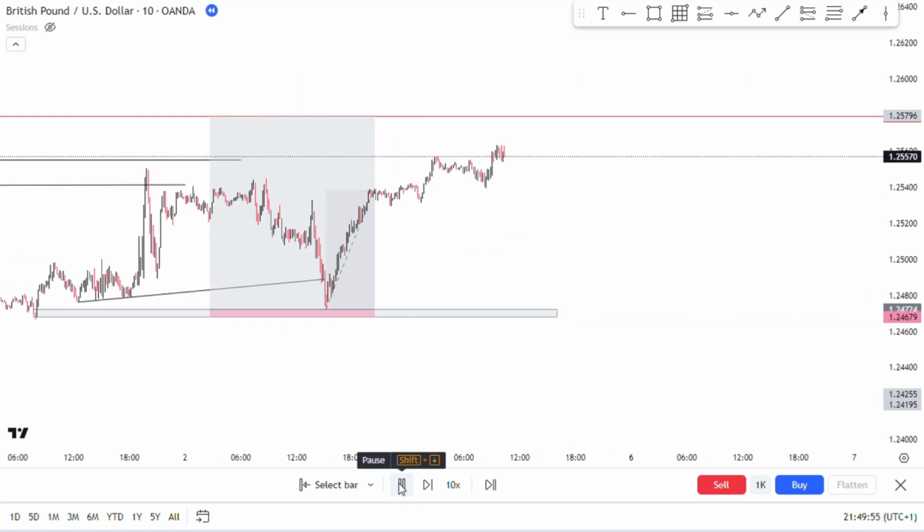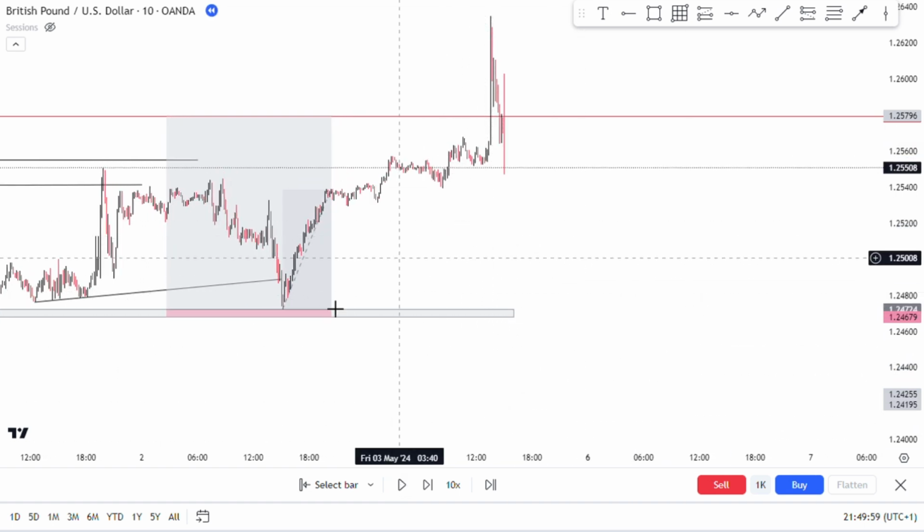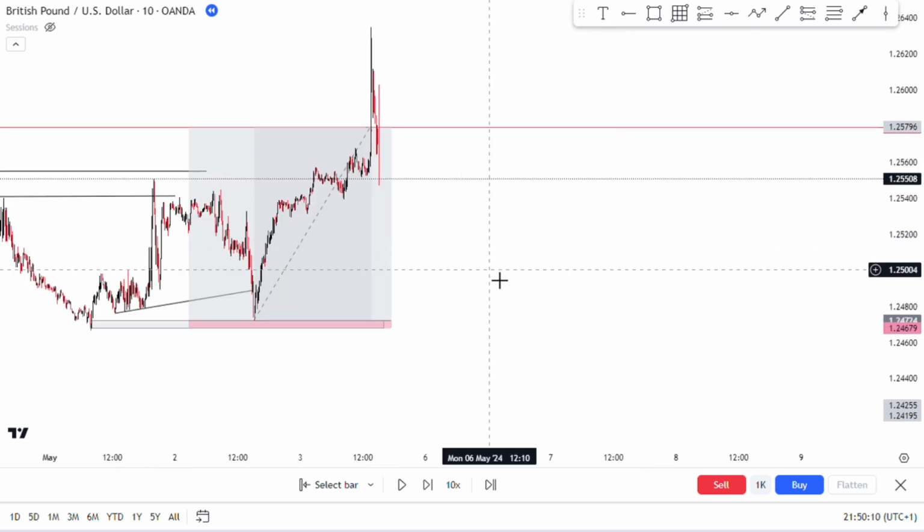Price is still moving. You can see that price ended up tapping into our take profit. Price ended up tapping into our take profit here. So this one is the entry. So that is just how to trade a snap entry.